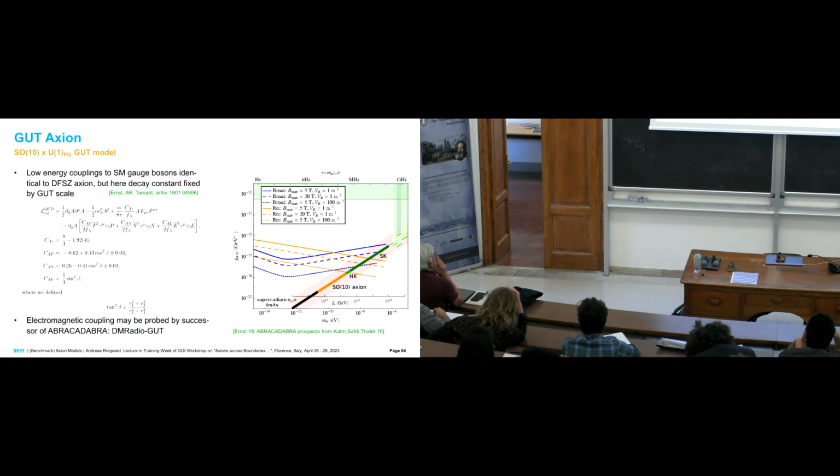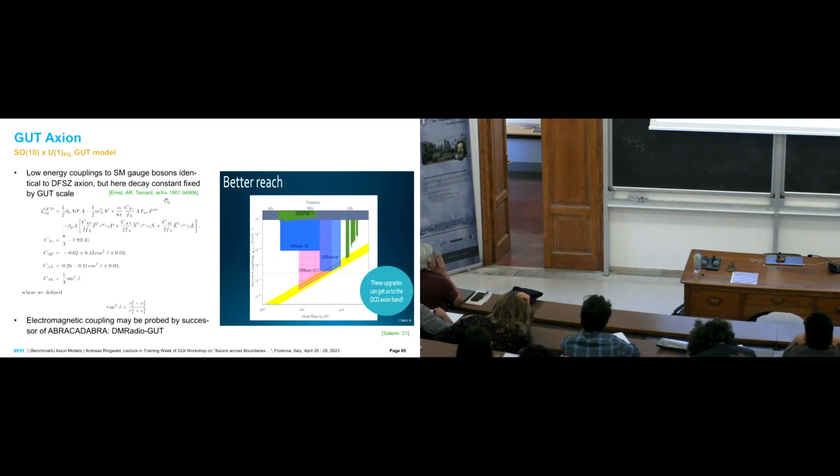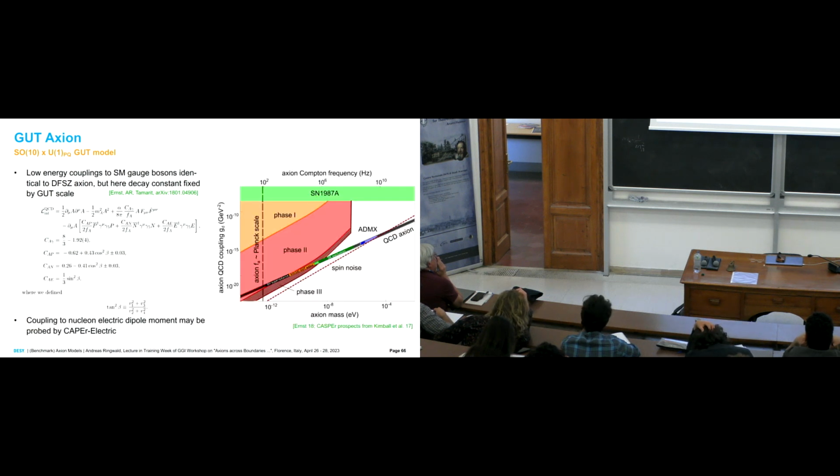This electromagnetic coupling may be probed by the successor of ABRACADABRA, DM Radio GUT. So it's in this region. So it's not completely out of the question, and gives a motivation to look in this range. It also gives a motivation to look with CASPEr-electric, which directly measures the electric dipole moment, and would also be sensitive in phase 3 to this range of masses.